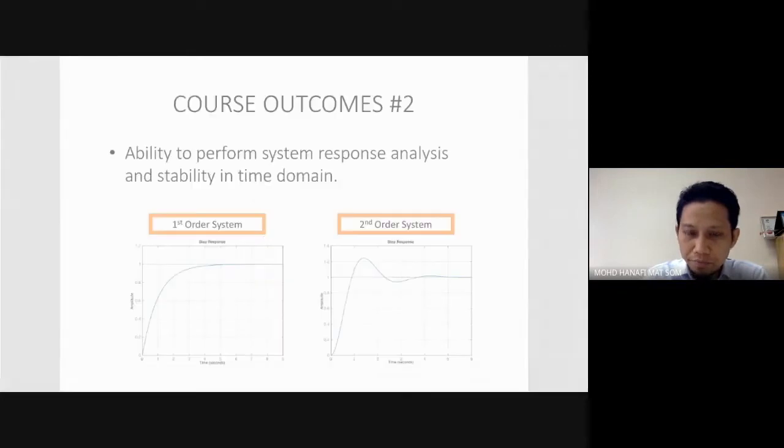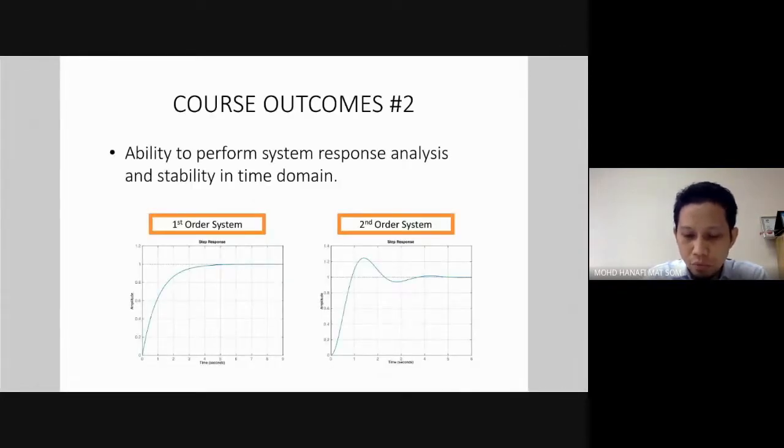All right, so next one. This is CO2. We have covered CO1 in the previous class. CO2 is the ability to perform system response analysis and stability in the time domain. We will cover two types of systems: first order system, and then second order system. Higher order systems, meaning third order, fourth order, fifth order, sixth order, and so on, will also be analyzed using the second order system that you will learn shortly.